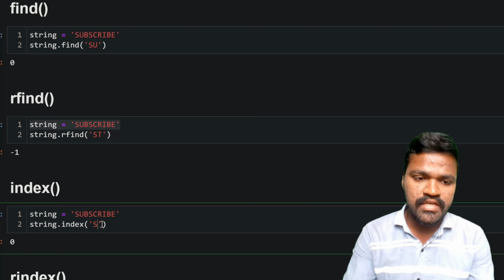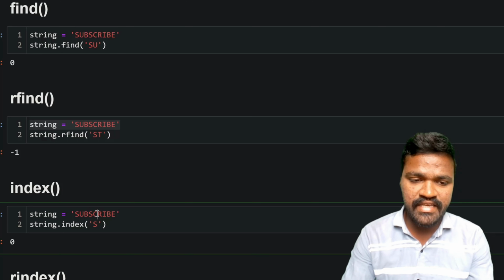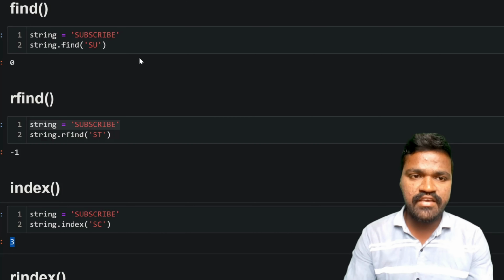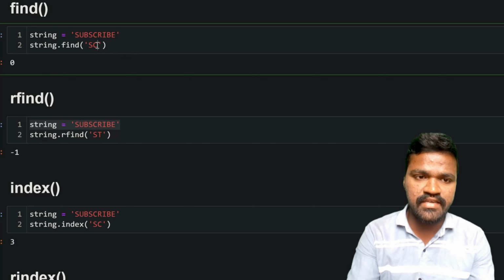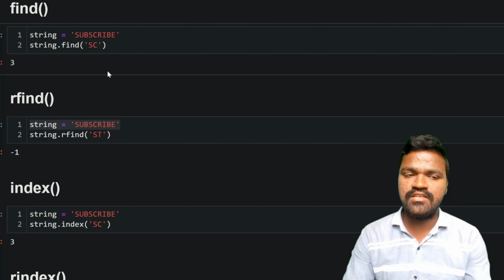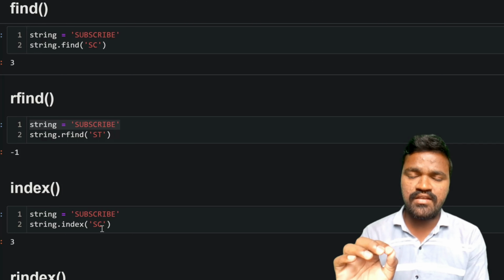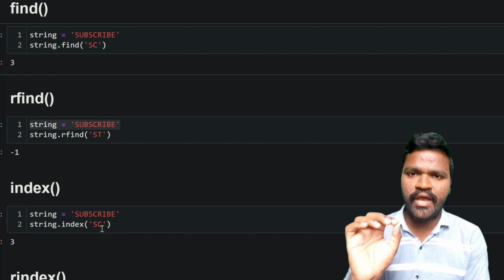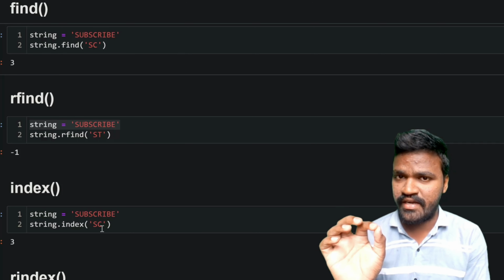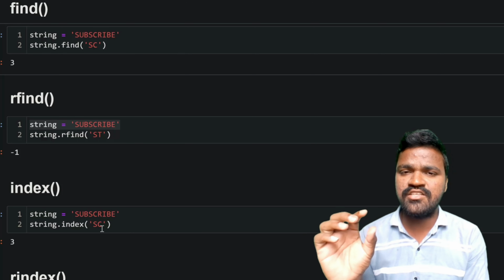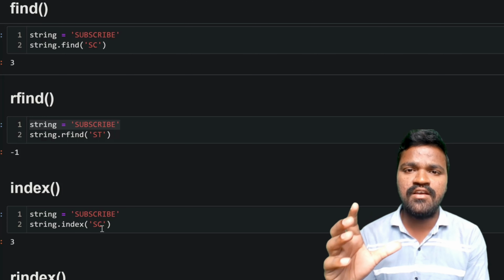If I give, instead of su, sc which is present here, what I will be getting is 3 here. So in the same fashion here, if I give sc here, I can get 3. By this we can understand that find and this particular function index work in a similar fashion. But the difference is that we need to have a difference when we have different methods, right? If there is no difference, there is no meaning of implementing different functions.